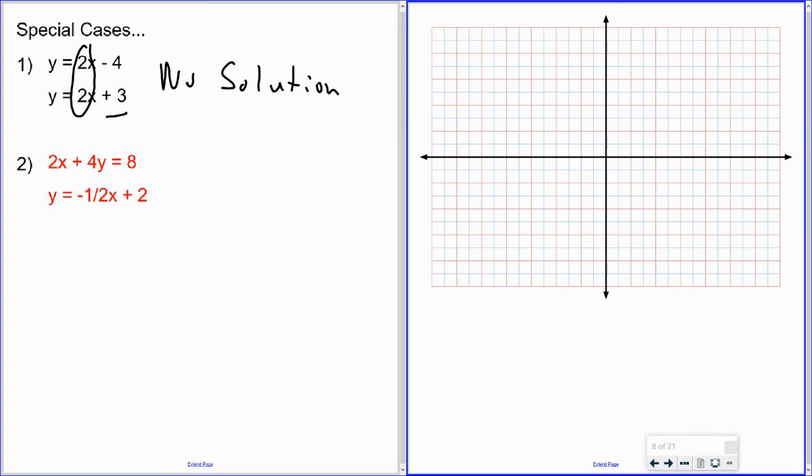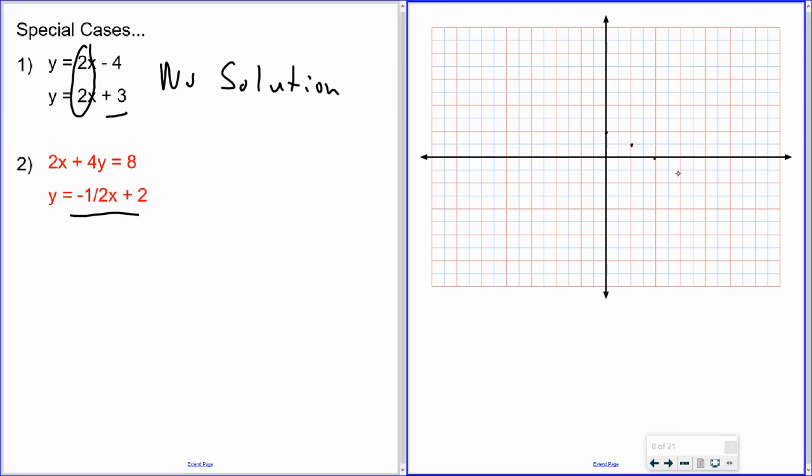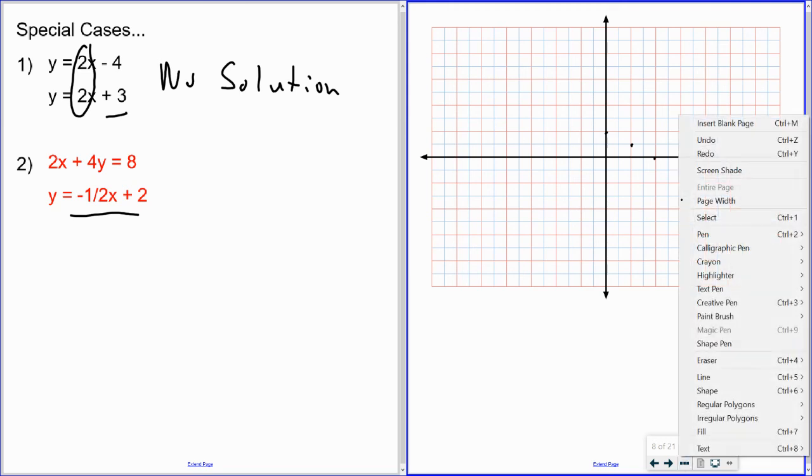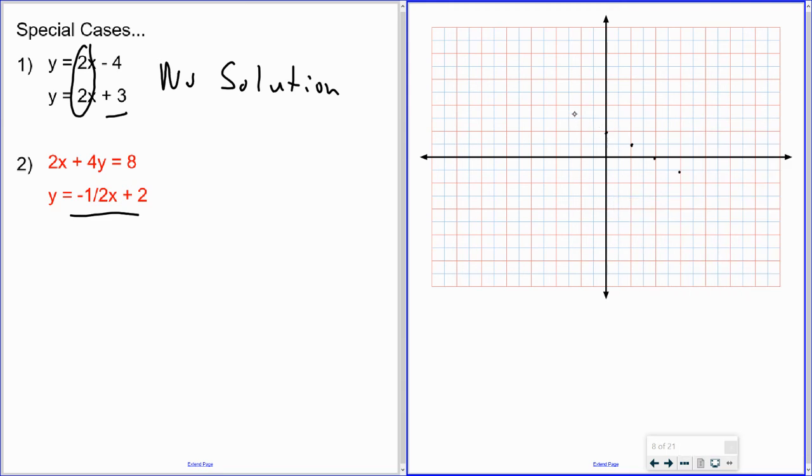Okay, now for this one, I'm gonna go up 2, put a dot. I'm gonna do this one first. I typically do the one I think is easiest first. Down 1 over 2, down 1 over 2, down 1 over 2. I'm going to now graph my line. And there she be. There it is. Now let's do the second one.